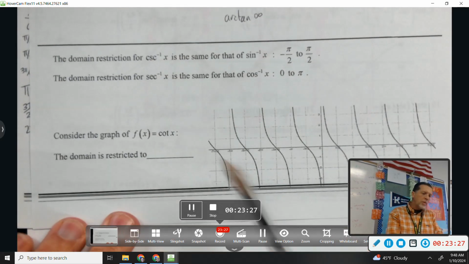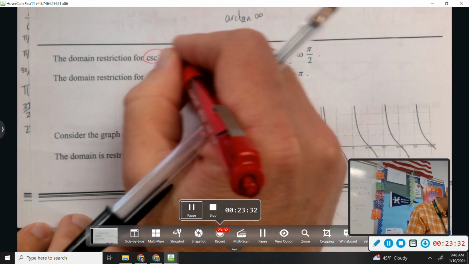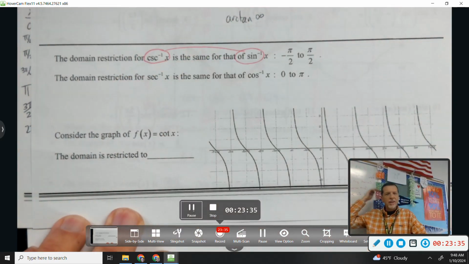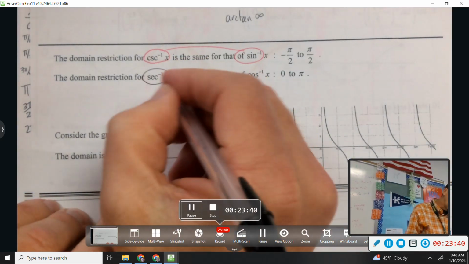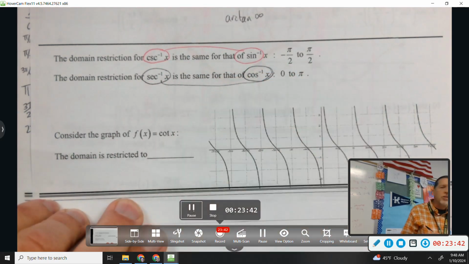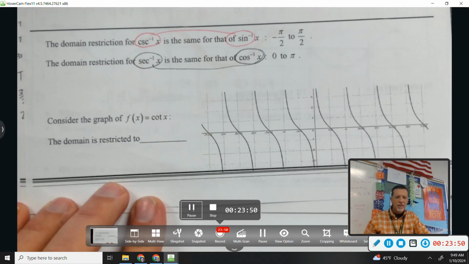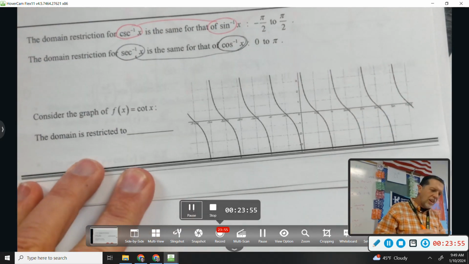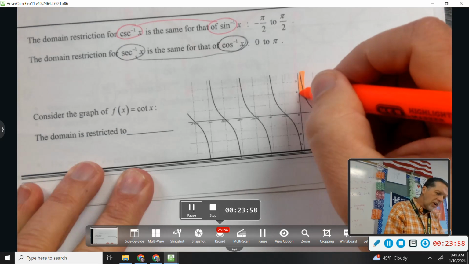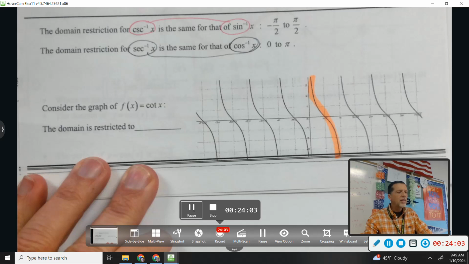All right, the domain restriction for cosecant is the same as sine. Right, they're reciprocal partners, so they go together. Secant goes with cosine, so they have the same restrictions as well. But we have to be careful with tangent and cotangent because it's flipped, but it's also shifted. It seems like restricting our domain to this piece would be best. That's 0 to pi.